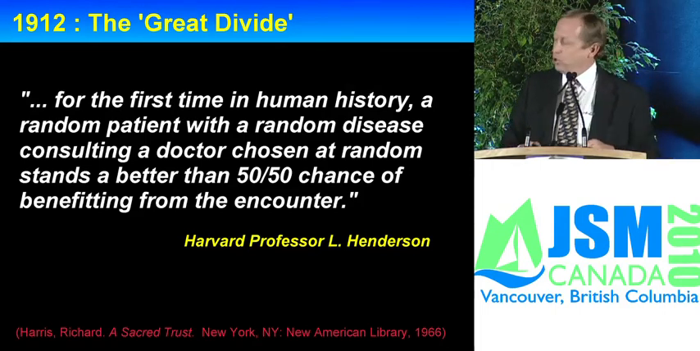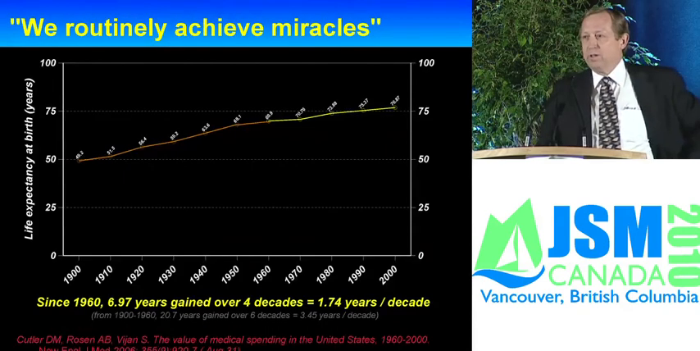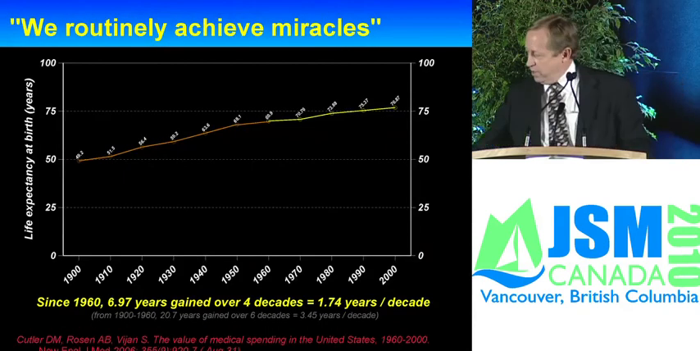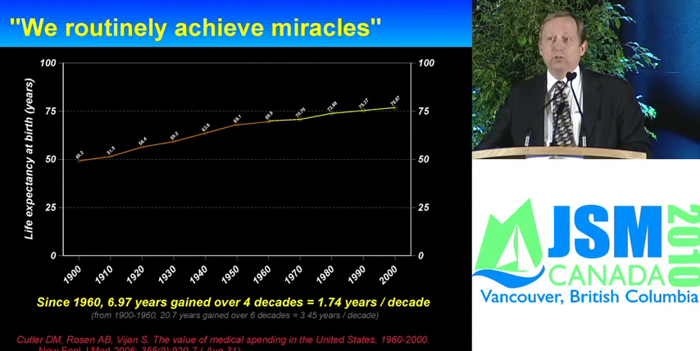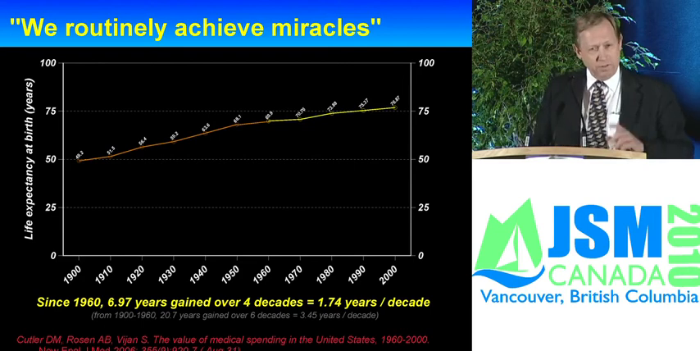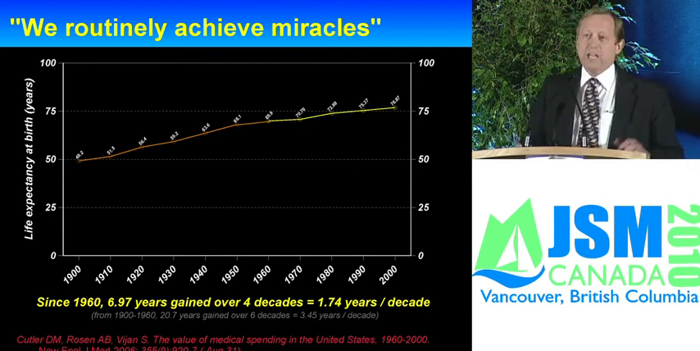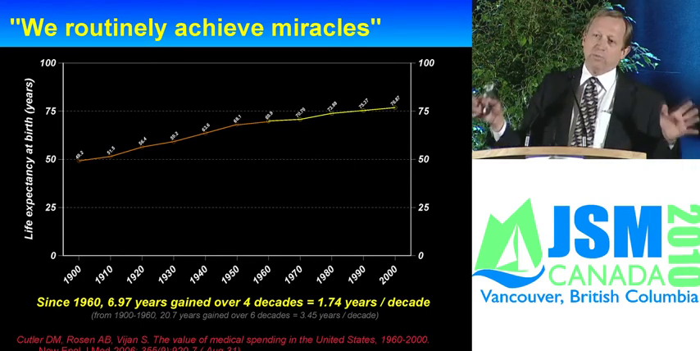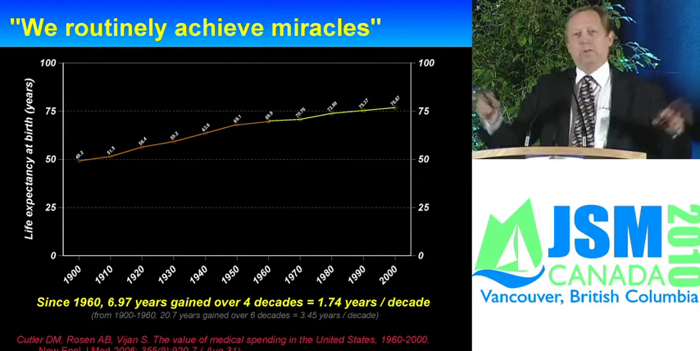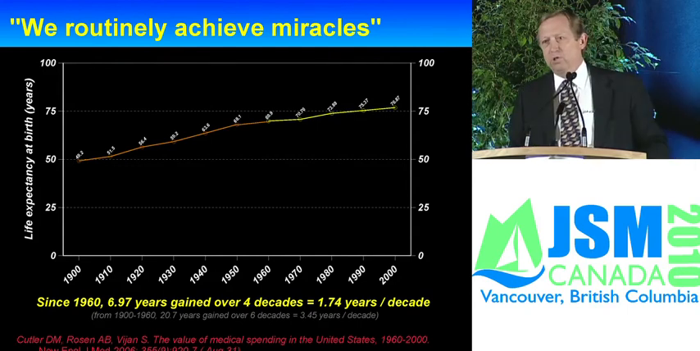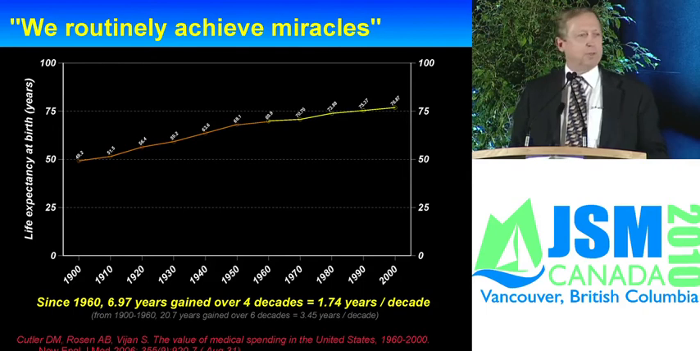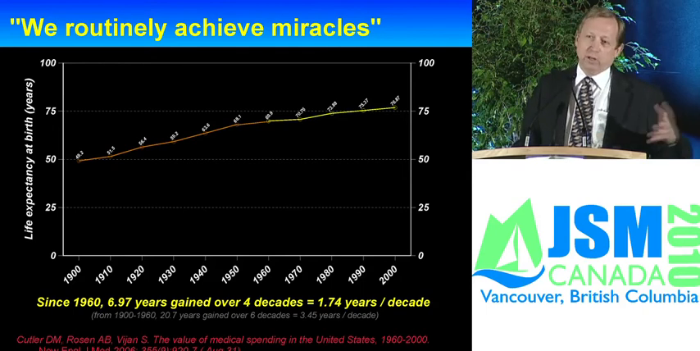The best way I know to show that is life expectancy at birth. Shown in this graph, a child born in 1900 in the United States had life expectancy of 49 years. A child born 100 years later, in 2000, 77 years. That's a gain of 28 years in life expectancy against a base of 49 years. We fundamentally redefined what it meant to be a human being through this transition. And it's attributable to the scientific method and the healing arts.